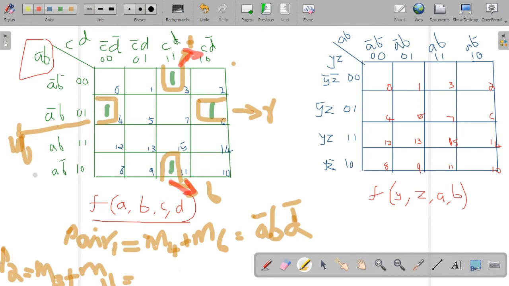M3 plus M11. Is it? So how can we write? I have to consider these two rows, the first and last row, and only one column, that is this column. Is it?